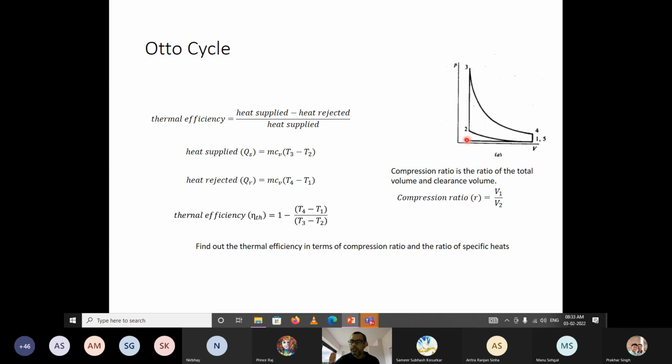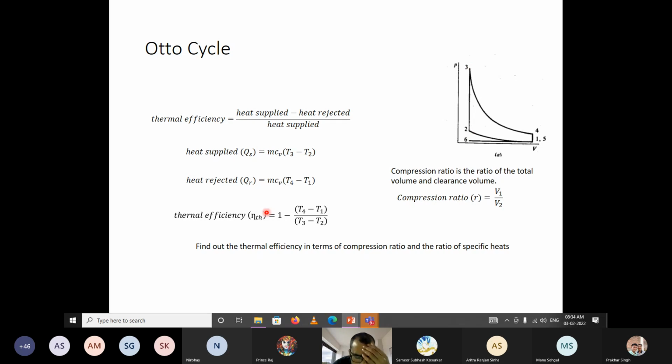Since both process 2 to 3 and 4 to 1 take place at constant volume, we can write the heat supplied as m Cv (T3 minus T2), and the heat rejection as m Cv (T4 minus T1). Then we put these values in the equation, m Cv (T3 minus T2) as the heat supplied and m Cv (T4 minus T1) as the heat rejected, and we get the thermal efficiency in terms of temperature: 1 minus (T4 minus T1) divided by (T3 minus T2).